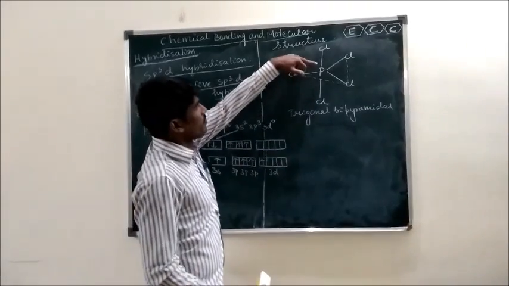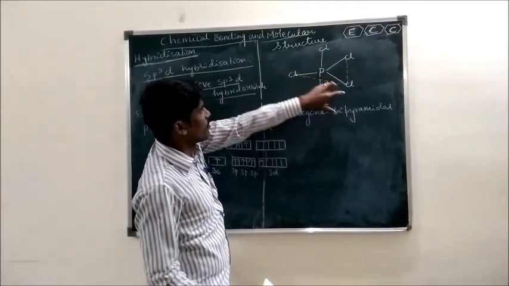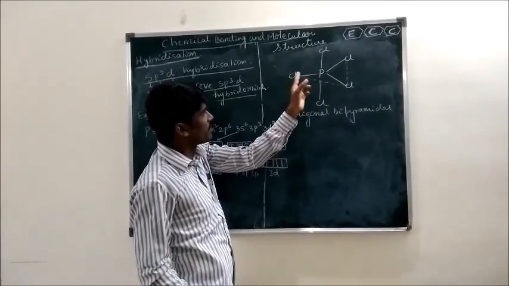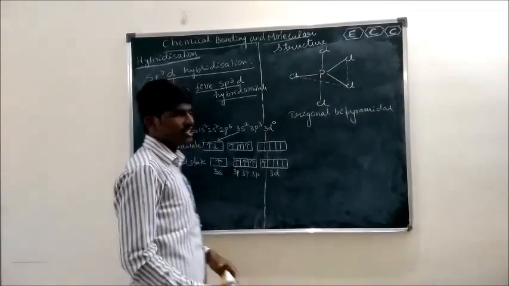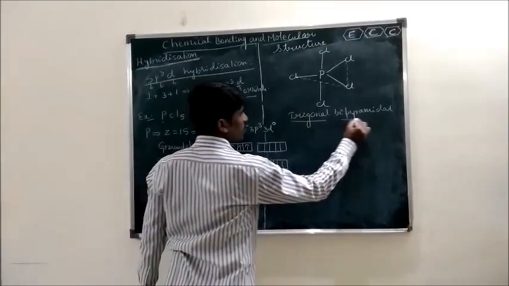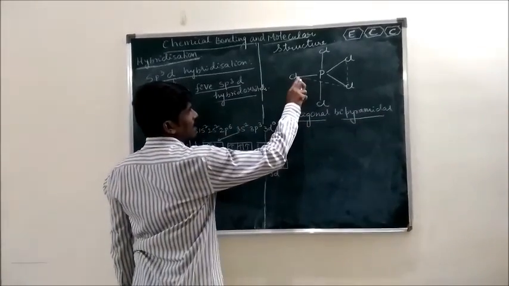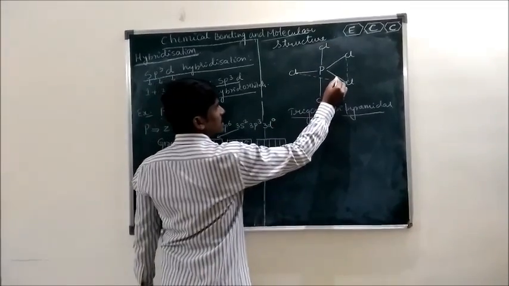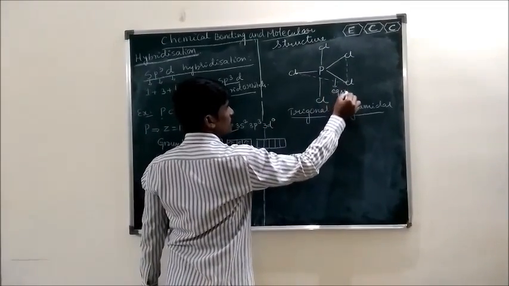Why? Because with this 4th bond it can form pyramid, as well as with this 5th bond also it can form pyramid with trigonal planar shape. Hence it is called trigonal bipyramidal. And these bonds which are forming trigonal planar shape, these bonds are called equatorial bonds.